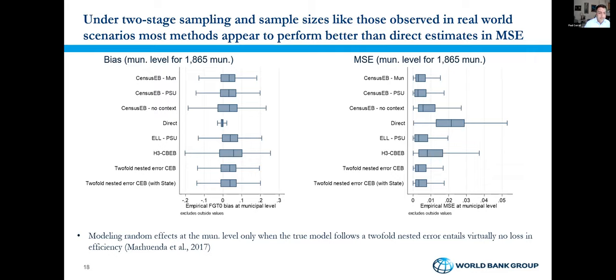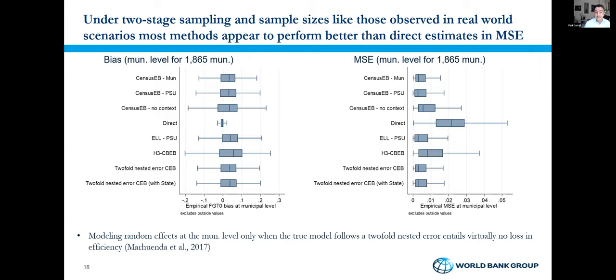And under ELL applications, it's not uncommon that the random location effect is specified at a level below the one at which results are reported. And so according to Maruenda and colleagues from their 2017 paper, this may actually lead to a loss of efficiency. And we can see this here, specifying the random location effect at the PSU level and aggregating to the municipality level yields noisier estimates. You can compare here the top two results, census EB mean and census EB PSU.